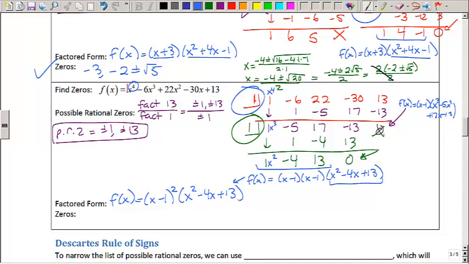I know the zeros are 1 multiplicity 2. That takes care of 2 out of the 4 zeros. Remember we said a degree 4 has to have 4 zeros. In order to find the other 2 zeros, I'm going to use the quadratic factor, and I am going to use quadratic formula. X equals -b, which is the opposite of -4, is 4, plus or minus the square root of -4 squared is 16 minus 4 times 1 times 13 all over 2 times 1.